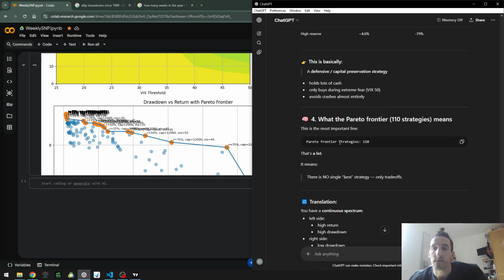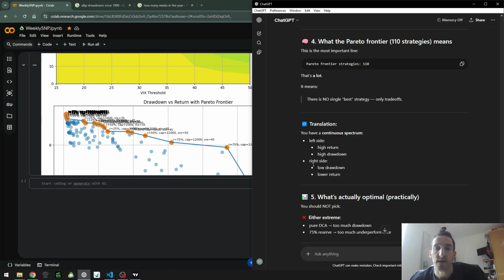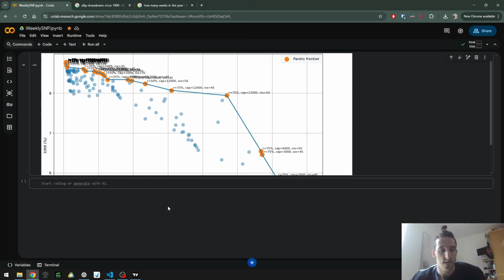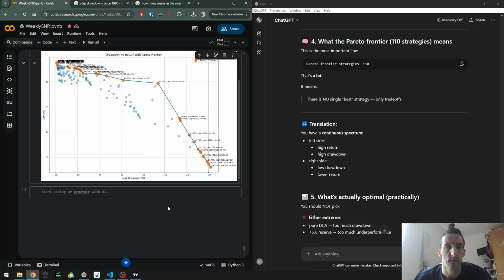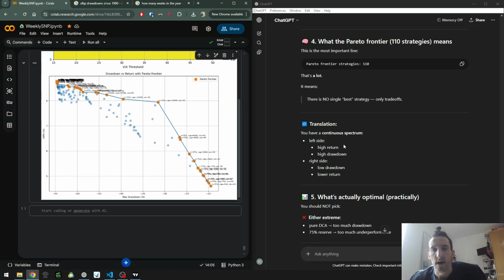What the Pareto Frontier means, this is the most important line. Pareto Frontier strategy is 610. That's a lot. It means there is no single best strategy, only trade-offs. Translation: you have a continuous spectrum. Left side, high return, high drawdown. Right side, low drawdown, lower return.